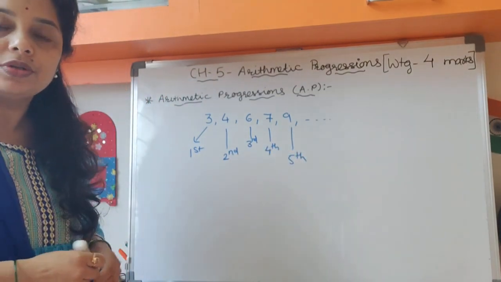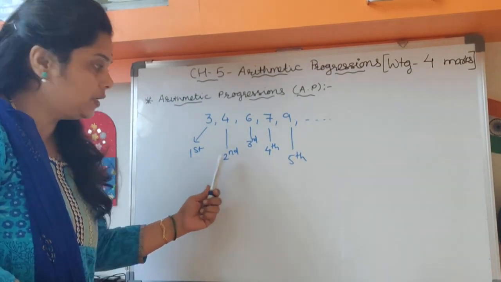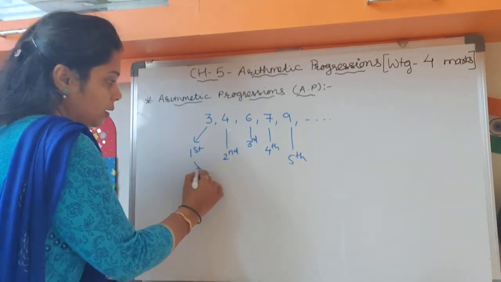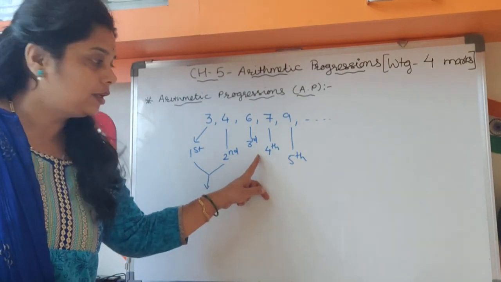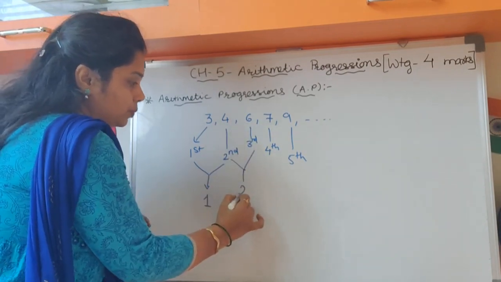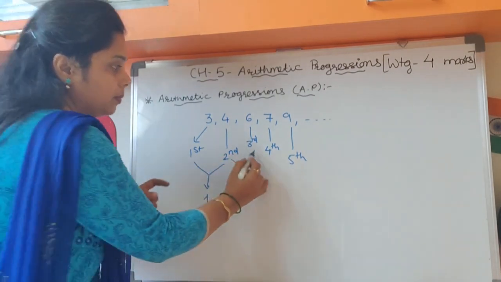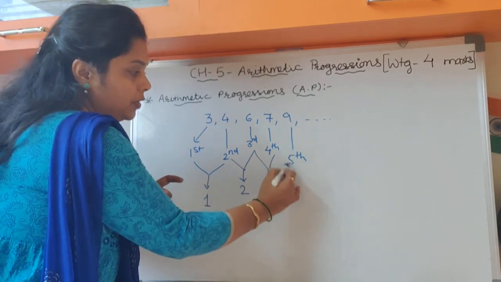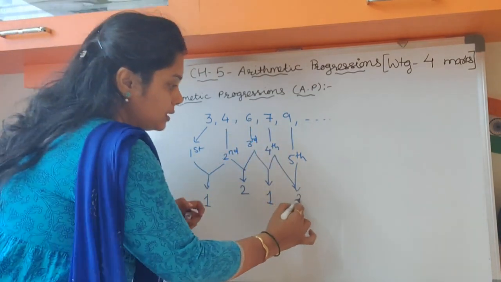So if you take the difference between the second term and the first term, that is, two consecutive terms, 4 minus 3 is 1. Here the difference is 1. The difference between the third term and the second term, 6 minus 4, is 2. The difference between the fourth term and the third term, 7 minus 6. The difference between the fifth term and the fourth term is 9 minus 7.